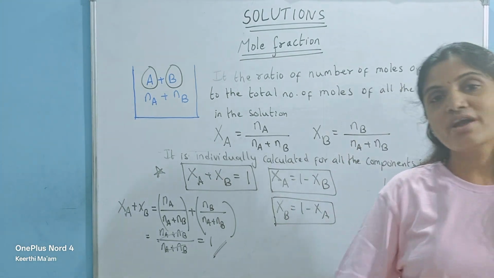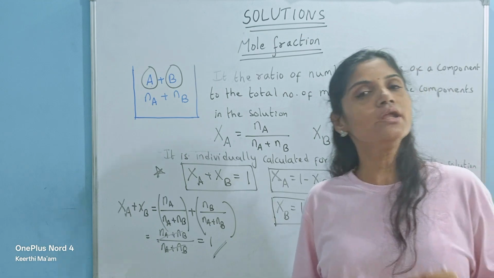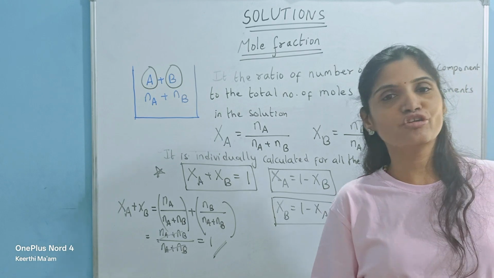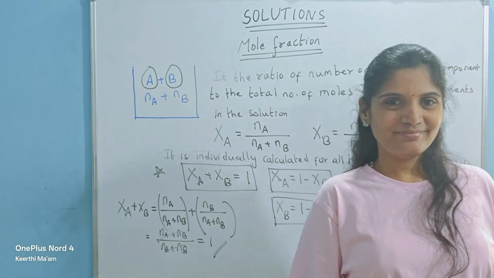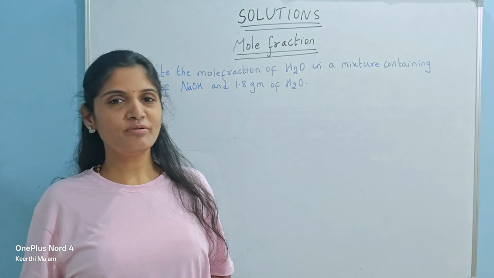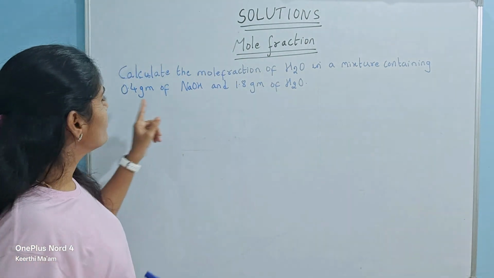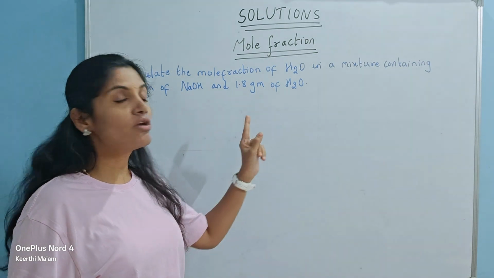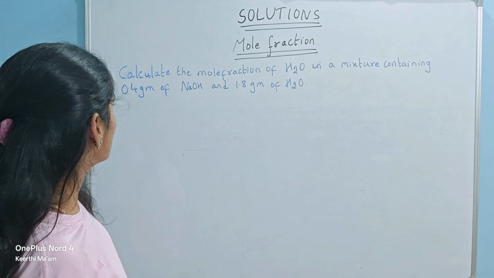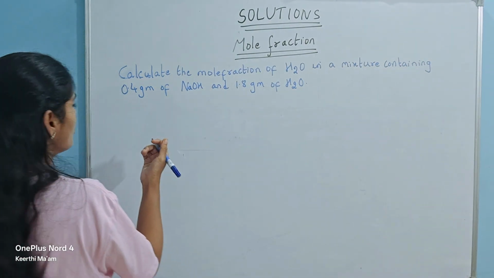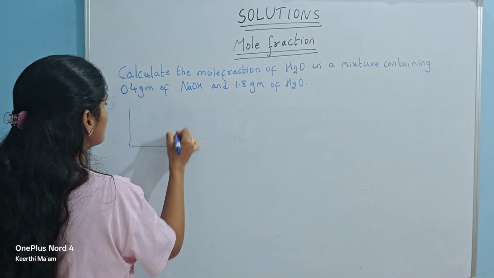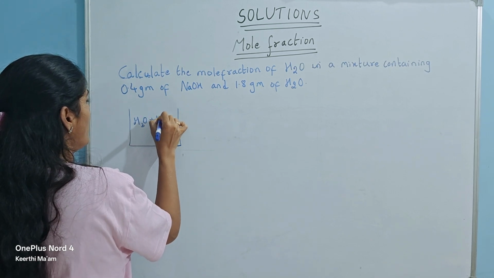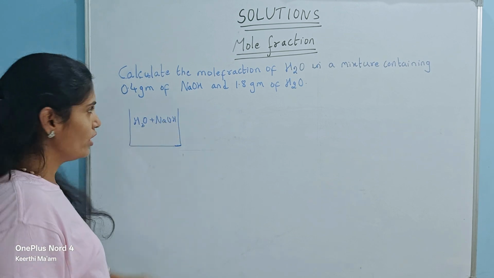Now, to understand any concentration term in a better way, we need to do numericals on it. Let us solve numericals on the concept of mole fraction. Calculate the mole fraction of H2O in a mixture containing 0.4 grams of NaOH and 1.8 grams of H2O. Let us calculate this. We have a solution. In the solution, what are the two components? One component is H2O and the other component is NaOH. So I have two components.